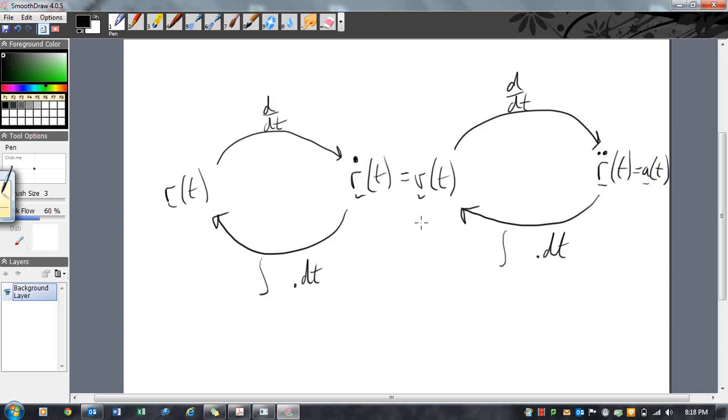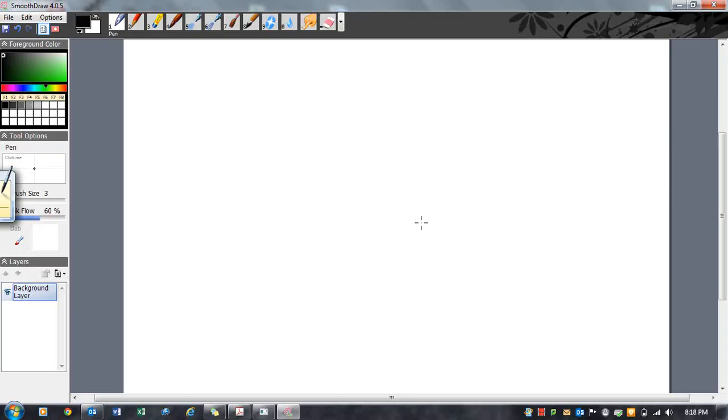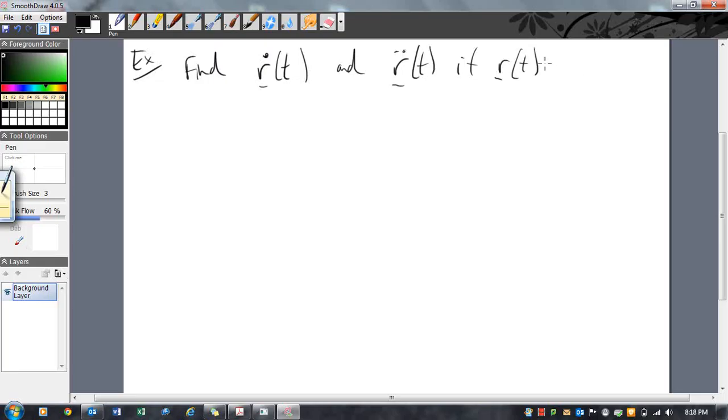Let's crack on into some examples. Find r dot of t and r double dot of t, if our position vector r(t) is equal to half t i plus t squared j. So there's my vector function as a function of time. Here we go.